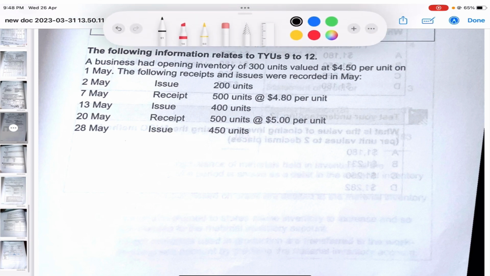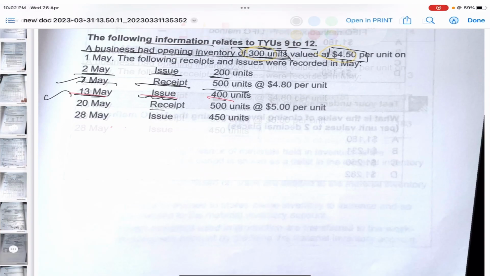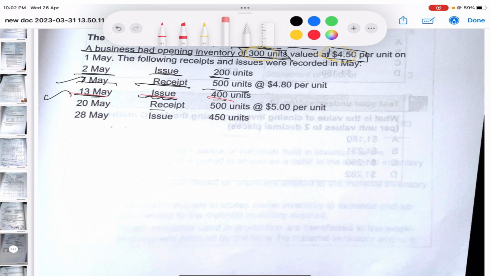The following information relates to questions 9 to 12. The business has opening inventory of 300 units. Okay, let's try to solve this logically without any tables. So we had 300 units, each valuing 4.50. So my cumulative is going to be 300 multiplied by 4.50, which will give me 1350. This was my opening stock.